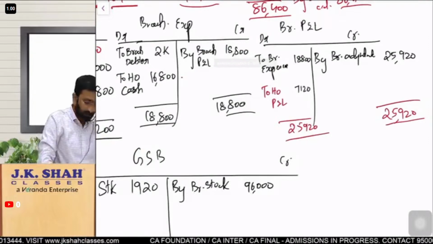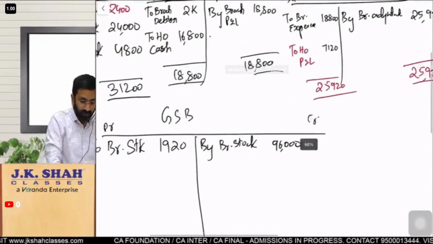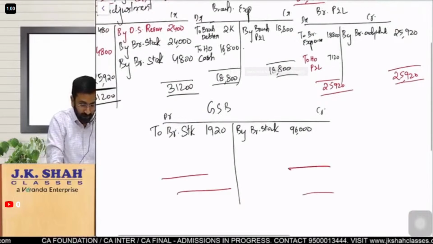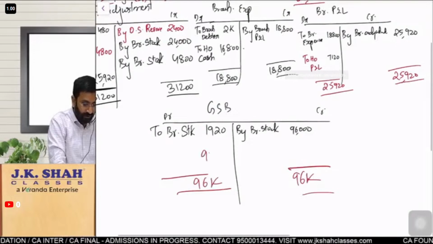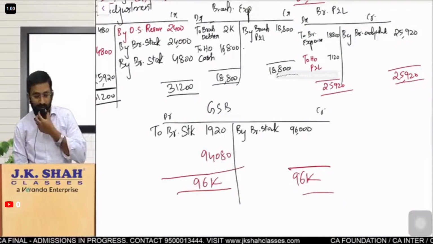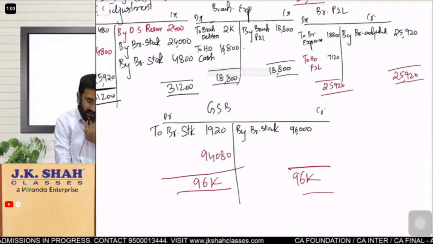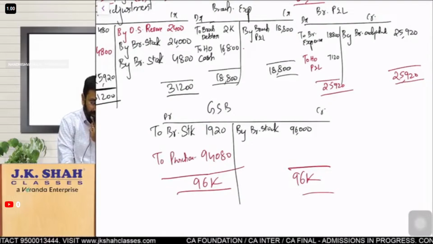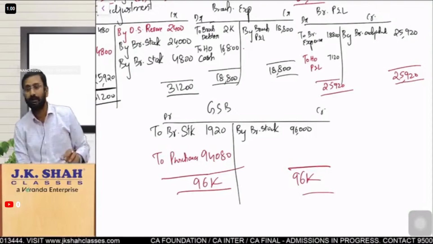Goods sent to branch account, the most difficult account of all. 96,000, 1,920, 94,080. Purchases. I understand.